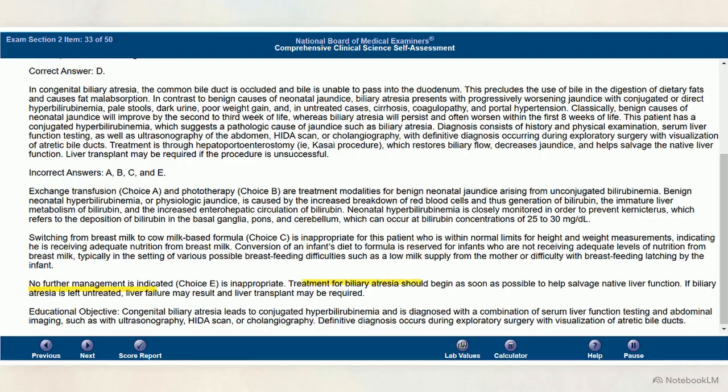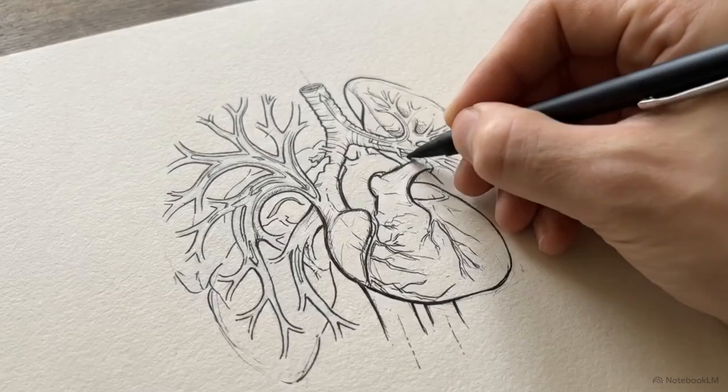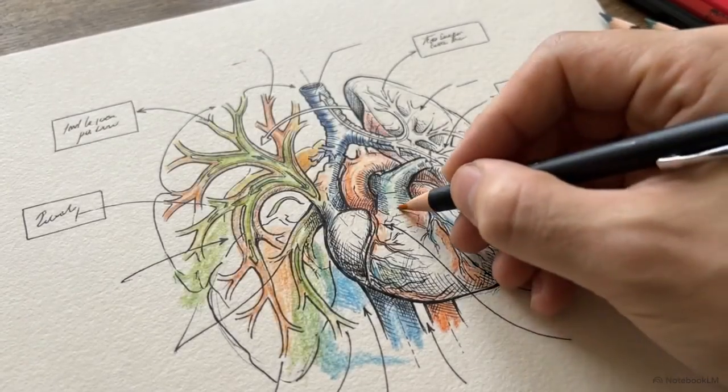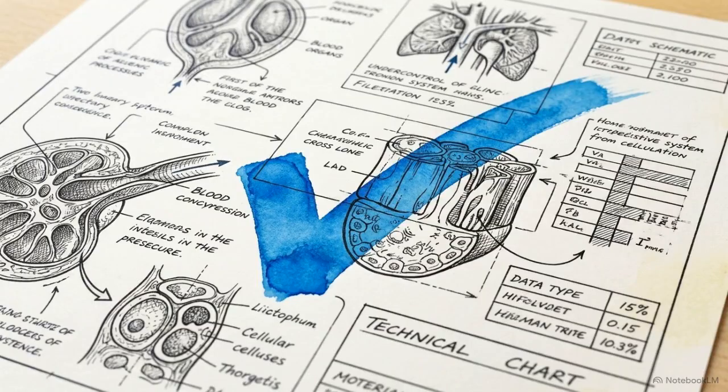This text notes that treatment for biliary atresia must begin as soon as possible. The surgical window for the Kasai procedure, a hepatoportoenterostomy, closes rapidly around 60 days of life. Missing this mechanical diagnosis sentences an infant to irreversible cirrhosis, guaranteeing liver failure and necessitating a transplant. True clinical mastery requires you to look past the surface noise and map the underlying mechanisms at play. Audit the system. The mechanism is the diagnosis.